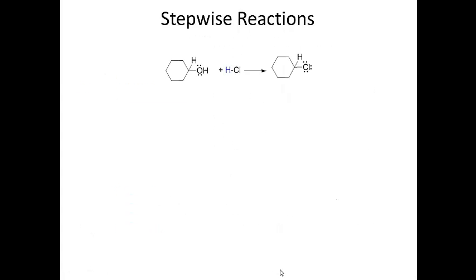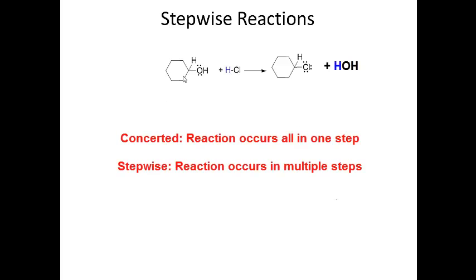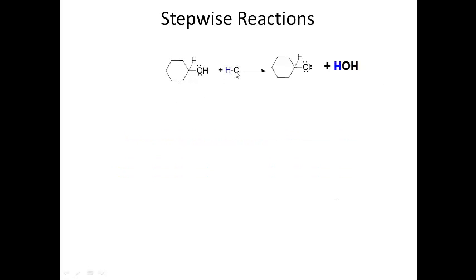Alright, the last thing I want to mention is stepwise reactions. What does it mean to be stepwise? If a reaction is concerted, it happens all at once. If it's stepwise, there's more than one step in the mechanism. When you look at this reaction, you take this alcohol plus HCl, and the alcohol gets substituted by chlorine. It looks like a simple reaction, but it's actually more than one step to get to the product.